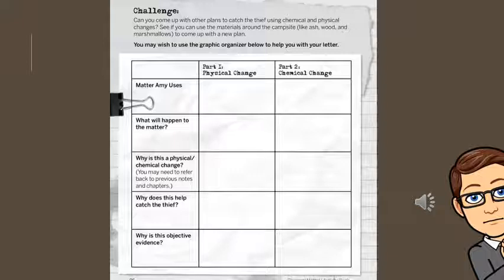Our first activity: can you come up with other plans to catch the thief using chemical and physical changes? See if you can use the materials around the campsite, like ash, wood, and marshmallows, to come up with a new plan. So, we're going to list some physical changes and some chemical changes. What matter does Amy use? What physical change does it go through? What chemical change? What will happen to the matter? Why is this a physical or chemical change? Why does this help catch the thief? And why is this objective evidence?